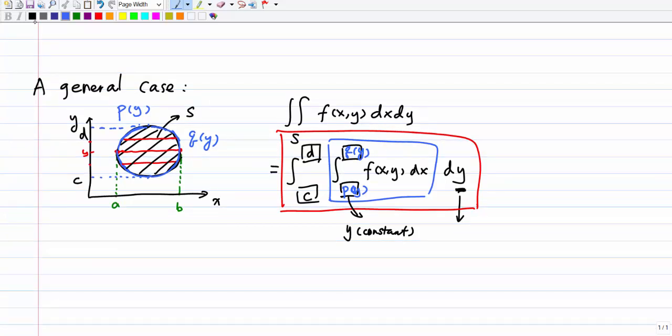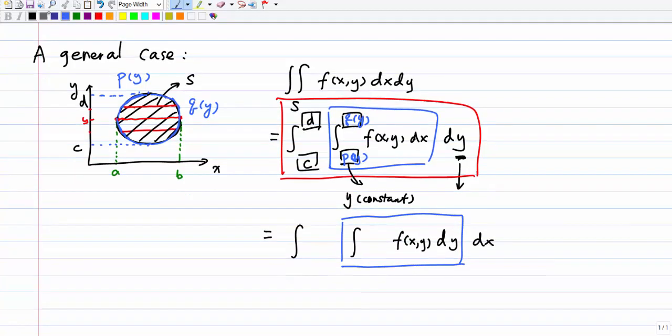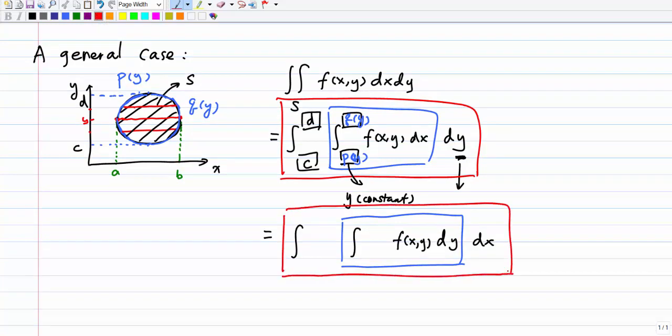Of course, you can also do it the opposite way, switching x and y. Here it is dy dx, and I keep f of x, y over here. This is my inner integration and my external integration. Again, I still have to figure out the four numbers.